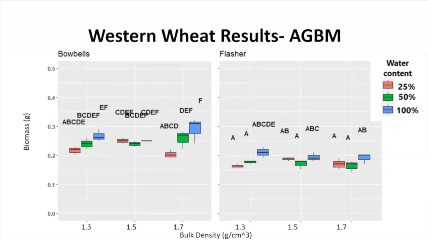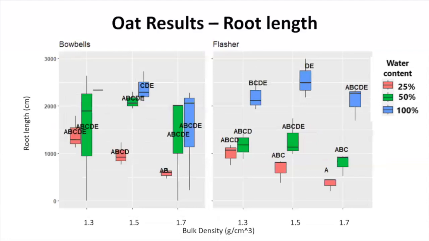And here are the Western wheat results. Unlike in the penetration resistance, I had to change the scale of this y-axis because the Western wheat above ground biomass was so much finer than the oat biomass. But we can once again see that it is highly correlated with those water content groupings, more so than the bulk density.